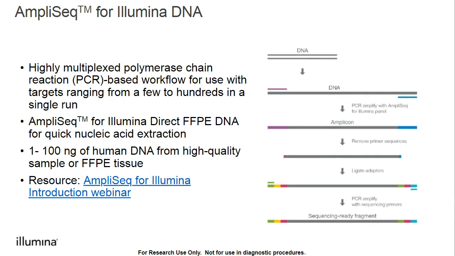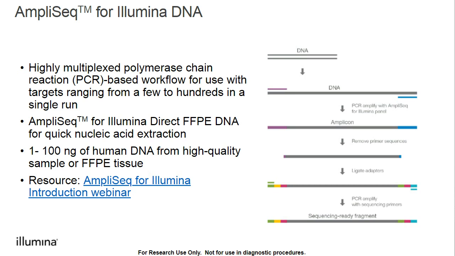So for our amplicon-based approaches, we have AmpliSeq for Illumina DNA panels. And so AmpliSeq is just this highly multiplex PCR-based workflow. And so we can target a lot of regions in a single run. And we do offer that AmpliSeq for Illumina Direct FFPE DNA kit for the quick nucleic acid extraction. And for these panels, we'll want to be using 1 to 100 nanograms of DNA.